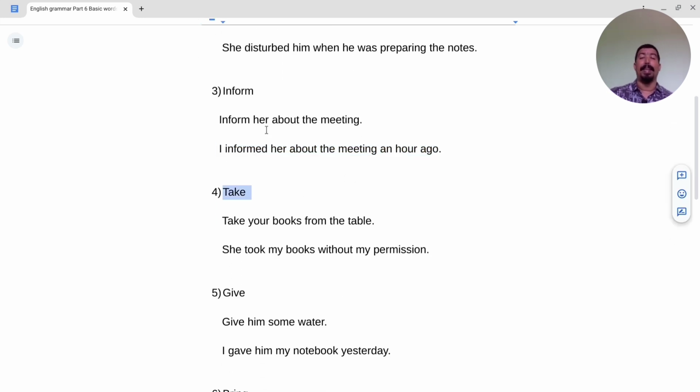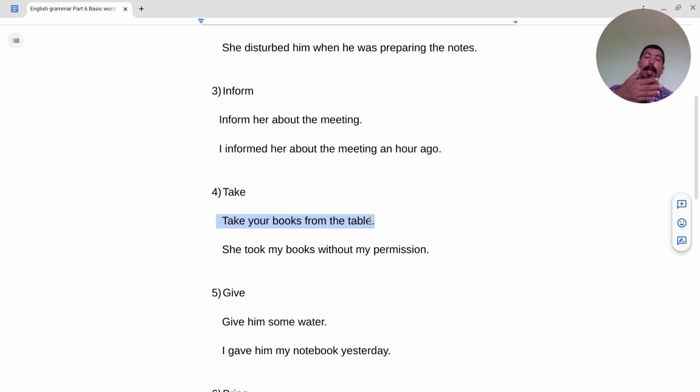Next one is take. Take your books from the table. Someone kept some books on my table. So I told him, take your books from the table. That means I don't have enough space on this table. I need to do some work on my computer. So please take your books from the table.